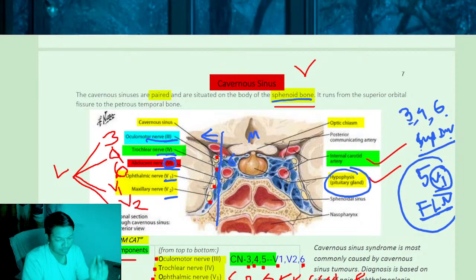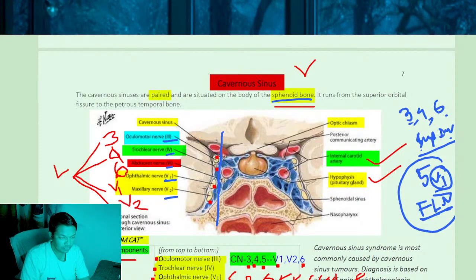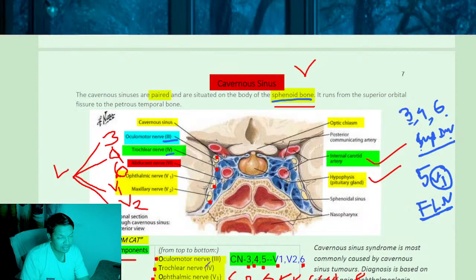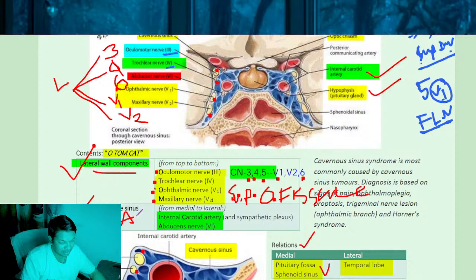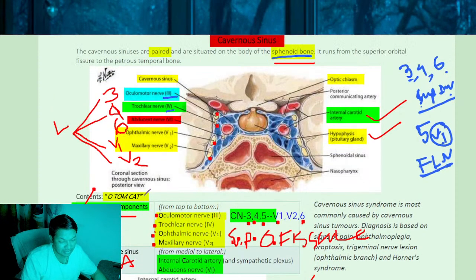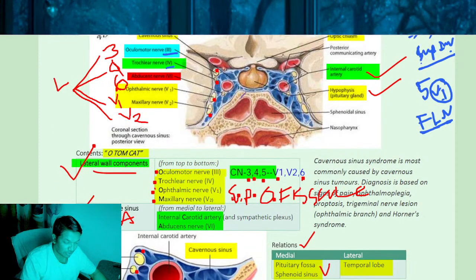In the medial wall there are only two things: one is the internal carotid artery, and we have the abducens nerve. So here you can see the lateral wall components: oculomotor nerve, trochlear nerve, ophthalmic nerve, and maxillary nerve. V1 is ophthalmic and V2 is maxillary, right? And the content of the sinus. See, the content of the lateral wall. If they ask for the content of the lateral wall, we will say this. And the content of the sinus.